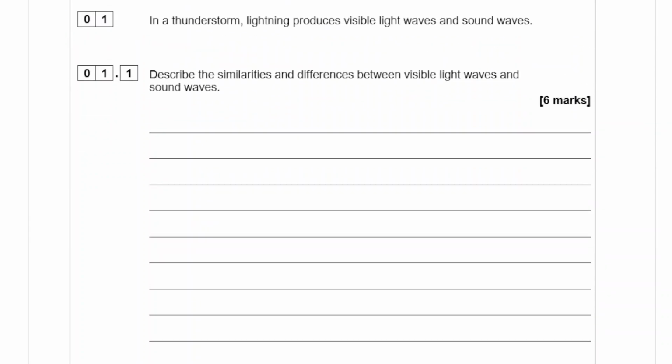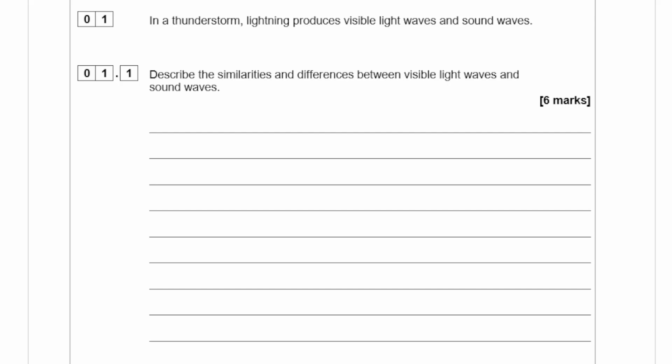So what is the difference between visible light and sound waves? Now, visible light is an electromagnetic wave. Sound waves are mechanical waves. So based on that difference, you can write a whole lot of differences. For example, visible light is faster than sound waves, and visible light doesn't need a medium. Sound waves need a medium.